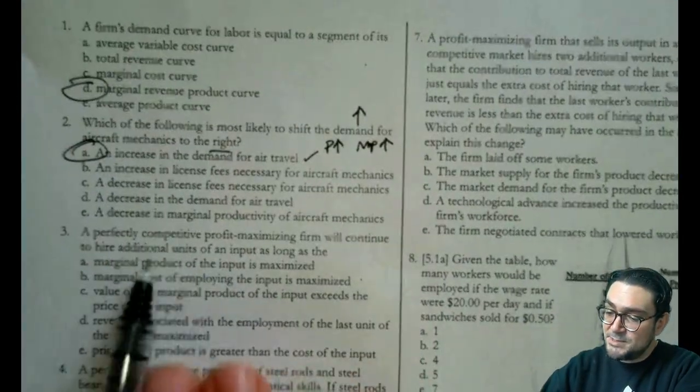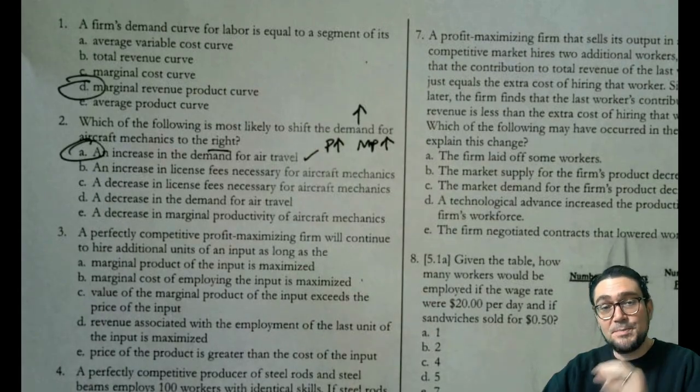3, a perfectly competitive profit maximizing firm will continue to hire additional units as long as the MRP is bigger than the MFC, right?